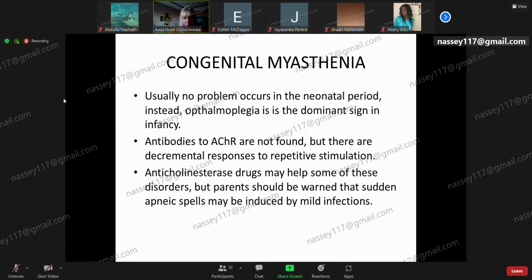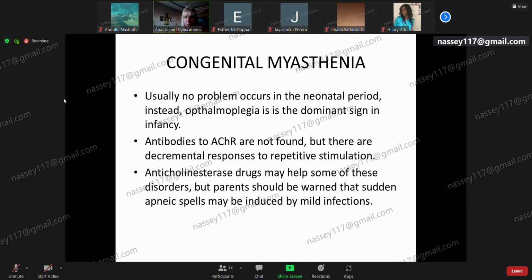Congenital myasthenia. Antibodies to acetylcholine receptors are not found, but there are decremental responses to repetitive stimulation. What this means, we'll see in much more detail a little bit later. This is particularly investigated with additional research methods like electroneuromyography, with antibodies absent, but electroneuromyography showing positive results after repetitive stimulation. On the next slide there will be much more detail.